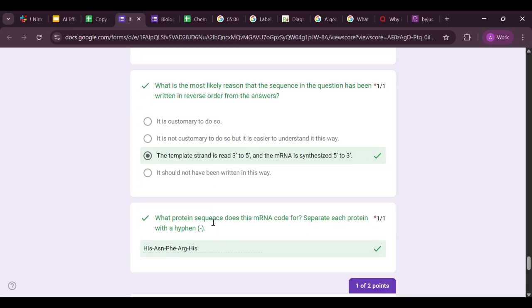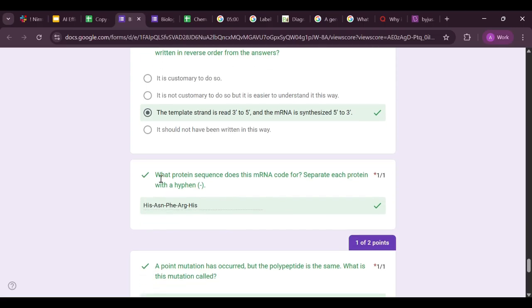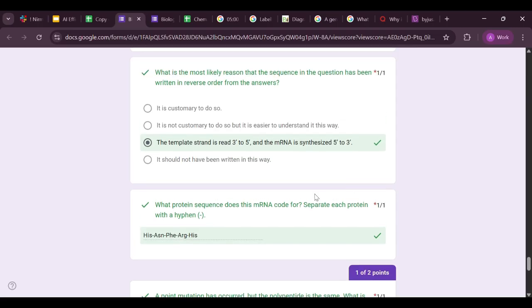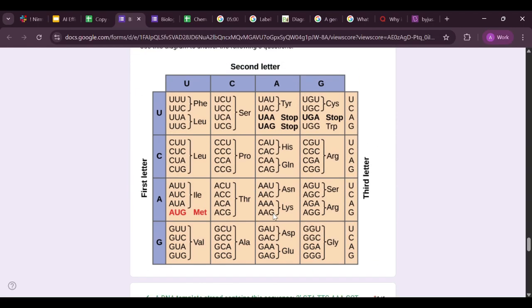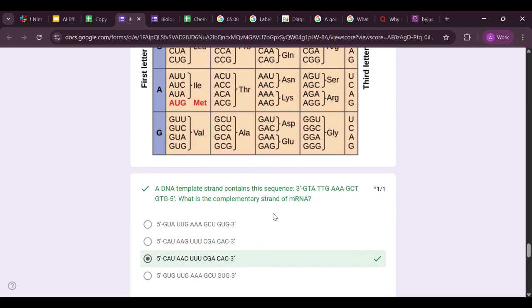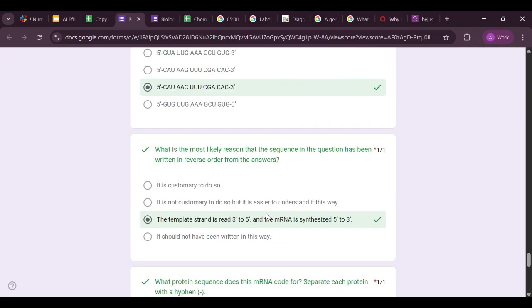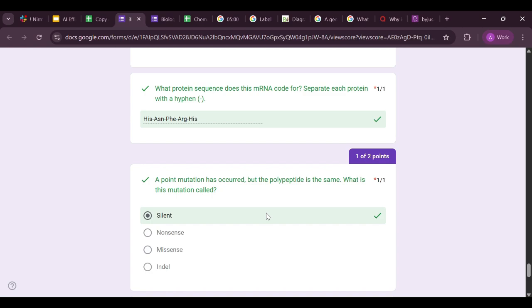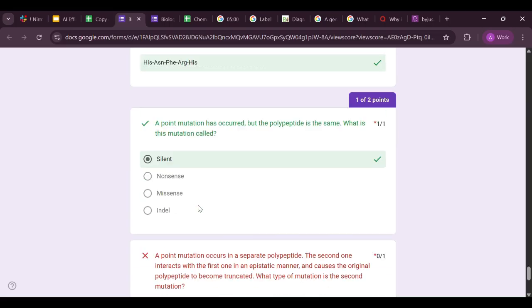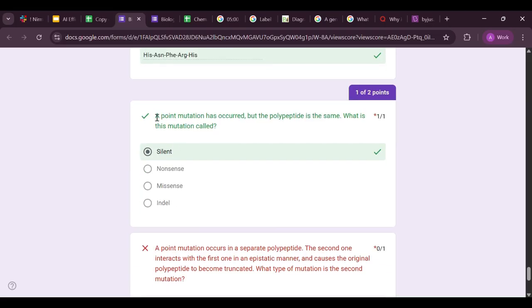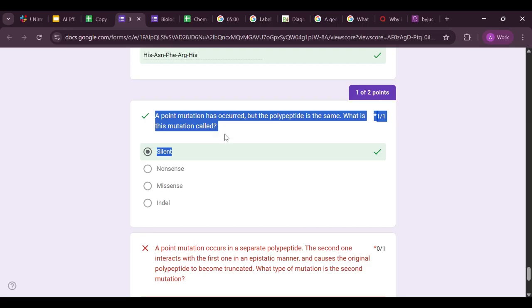And what protein sequence does this mRNA code for? Separate each protein with a hyphen. As we can see here, I have matched the table with this and got the correct answer. So I don't have to search this on Google. However, this question was totally new for me and I will check it with Google whether it is giving me the correct answer or not.